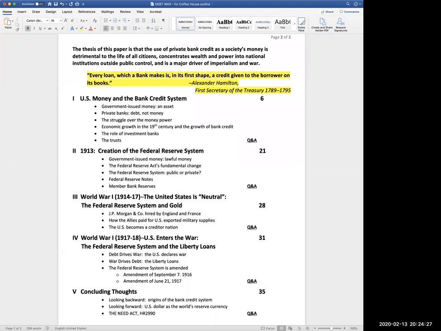The bankers hated it. They tried for years to get rid of it, and finally they got a law through to restrict the circulation of the greenbacks to $347 million. But they remained, and people wanted them. They wanted this government-issued money that didn't disappear, like bank credit. And it was legal tender for the government. They could pay their taxes, their fees, their customs duties.